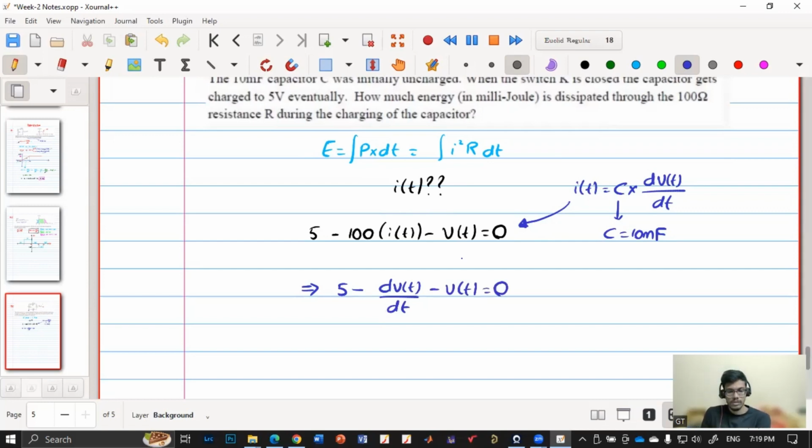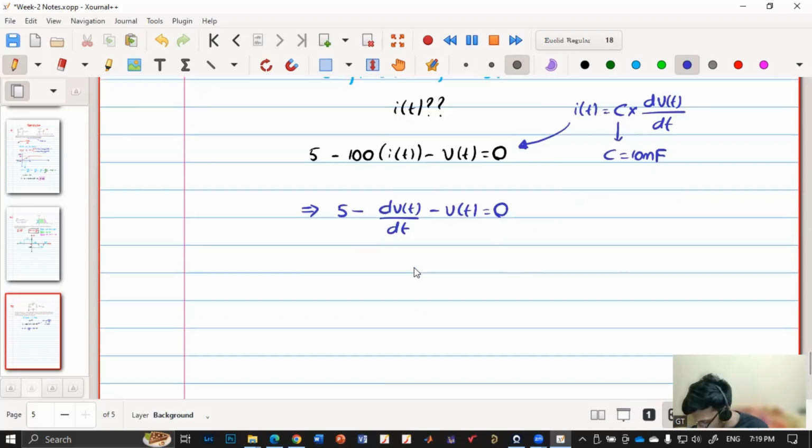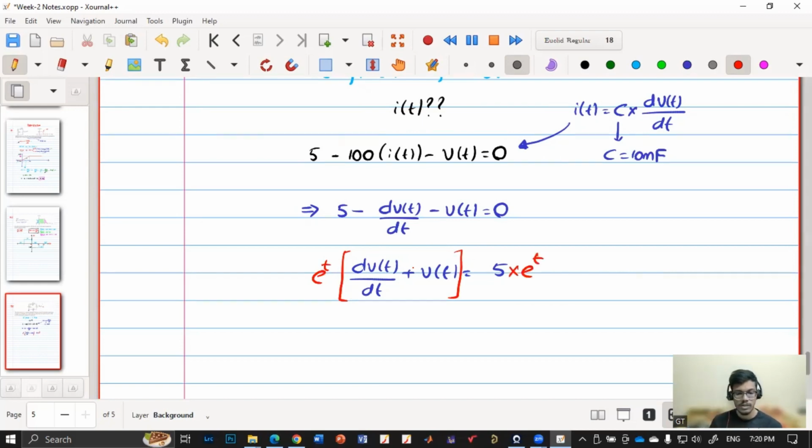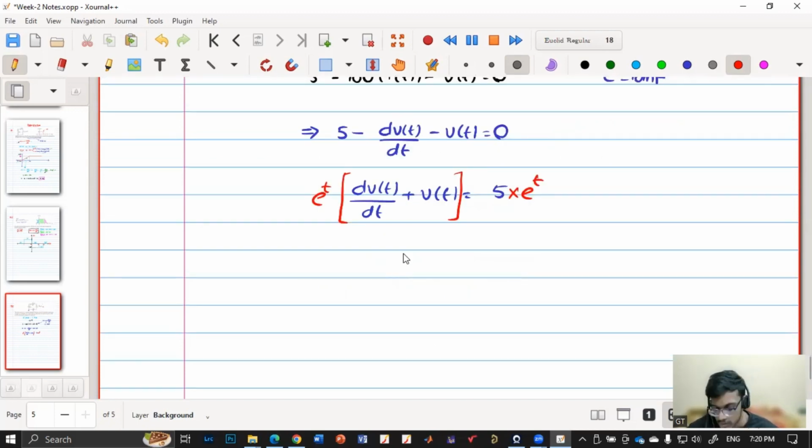Got it? Okay. Now we need to solve this differential equation. So I'll bring dV of t and dt on one side and 5 on the other side. I think you are taught in your mathematics course how to solve this differential equation, right? So we'll multiply both sides by e power t. Then we'll get dV of t by dt.